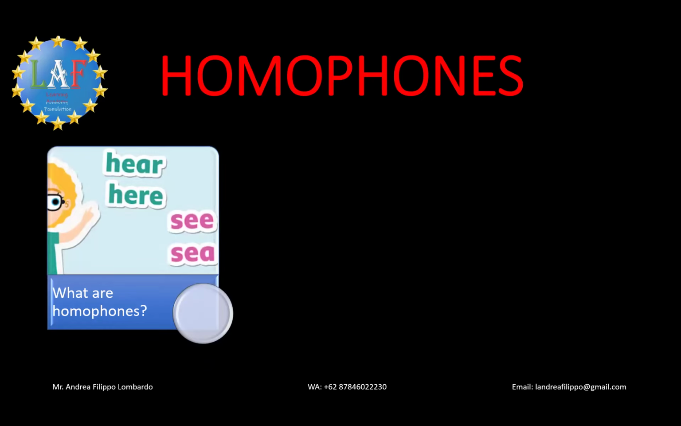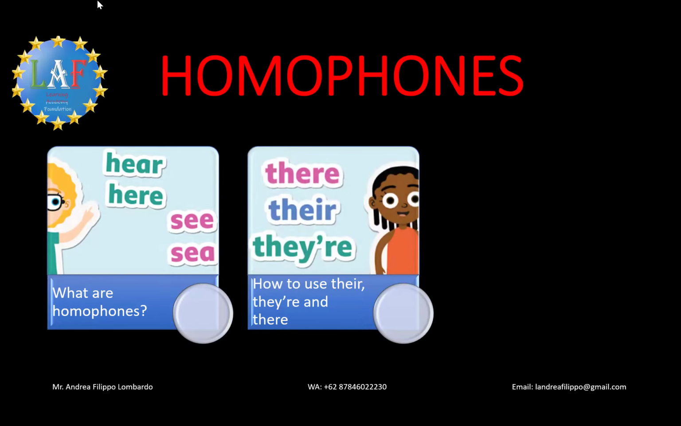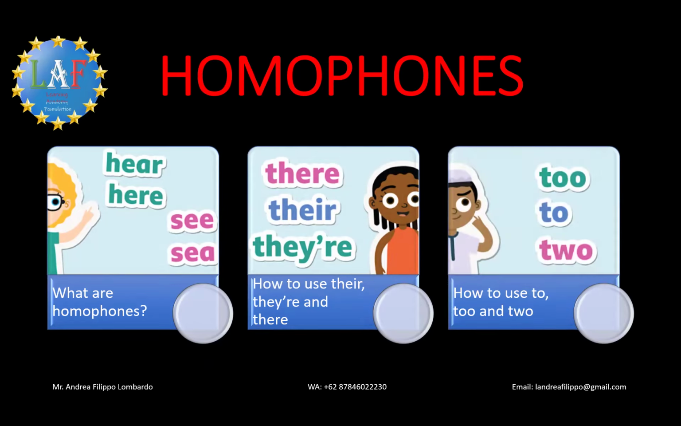The next section after spelling will be homophones. The students will see that homophones are groups of words which sound the same when you say them, but have different spellings and meanings. And then they will find out how to use the homophones there, and there. And they will work out whether to use two, or two, because it can be tricky. So they will find out when to use each of these words.